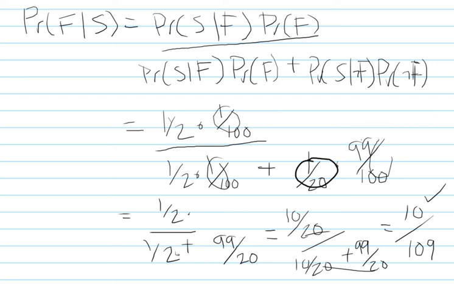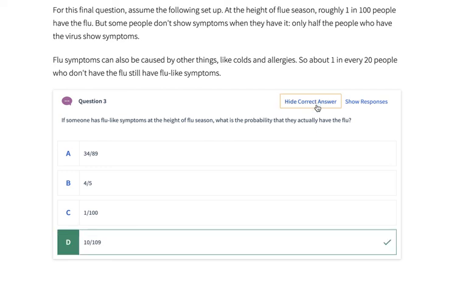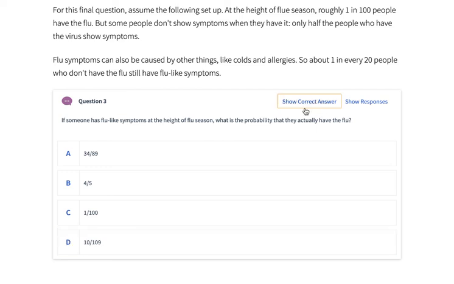Okay, so now let's quickly shift back to this, and we see that the right answer is 10 over 109. Okay, so good luck everyone with the rest of the questions and the questions on the problem set.